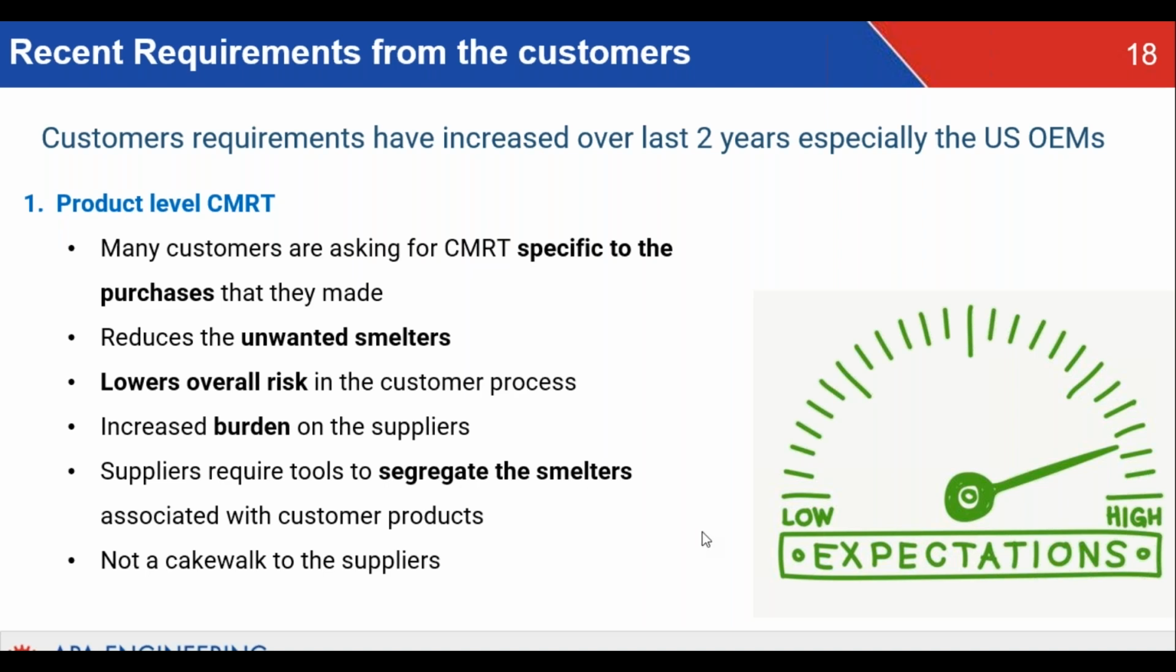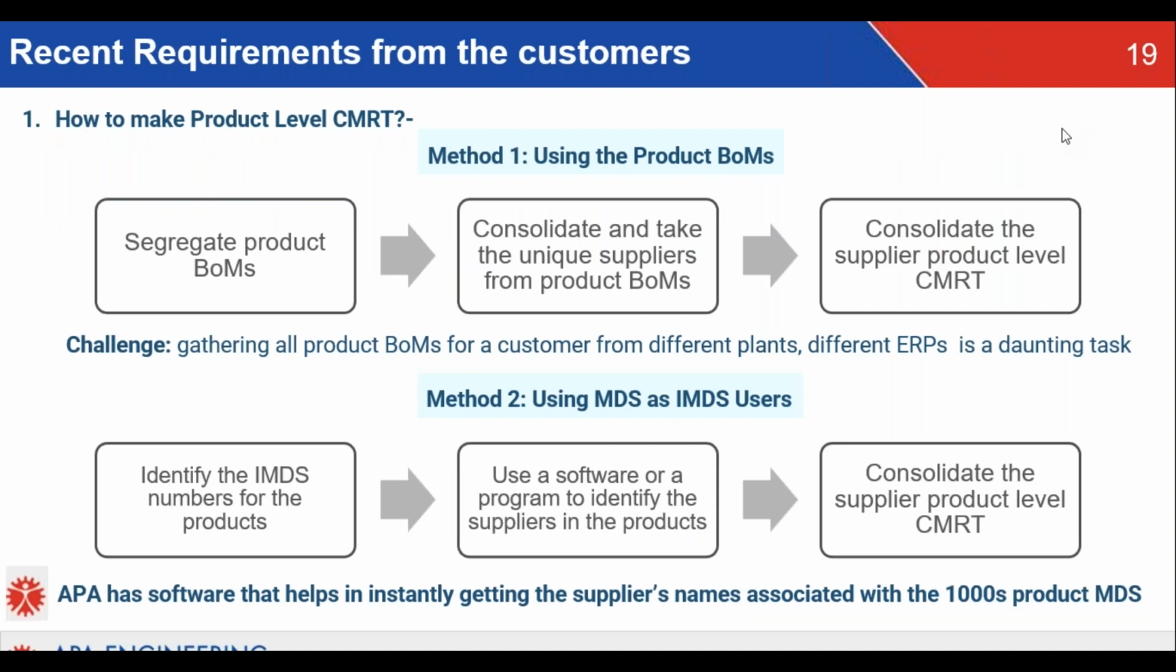I'm moving over to the next slide. This is how the product level CMRT is done as a process. The first way is using your product BOMs. As an organization, if you are manufacturing 30 parts or 30 products, whatever it may be, you have to segregate the product bills of materials. Then you have to identify each and every supplier associated with your product BOM, and make sure the suppliers are deduplicated. Take the unique list, go to the suppliers, request them to provide you with the CMRT, and then consolidate and provide the information. That is one way.